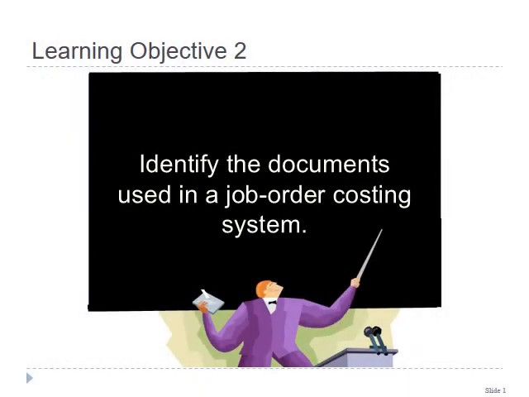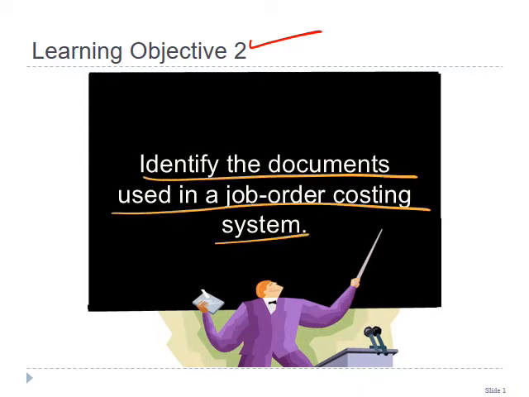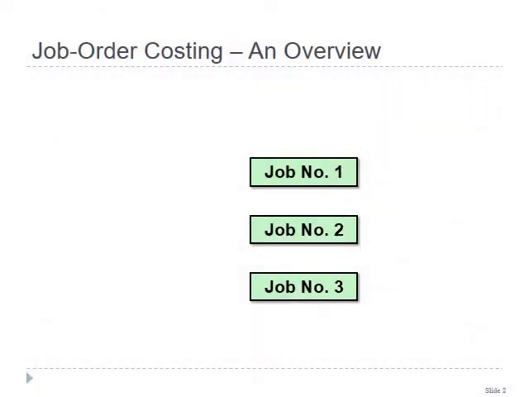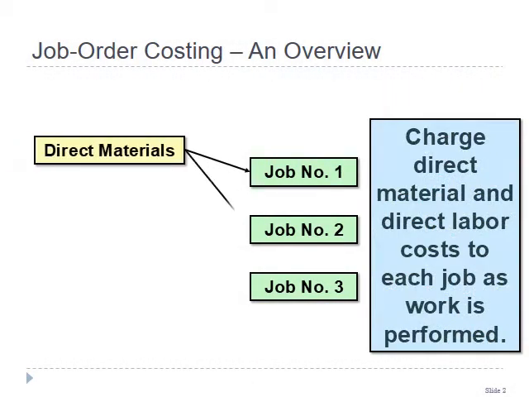Okay, now heading towards our second learning objective, which is to identify the documents used in a process costing system. So let's talk about that. Job order costing, an overview.